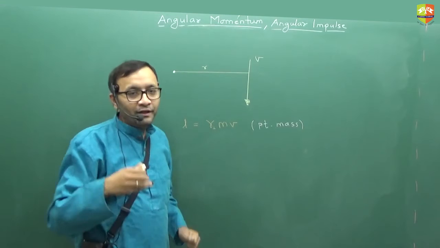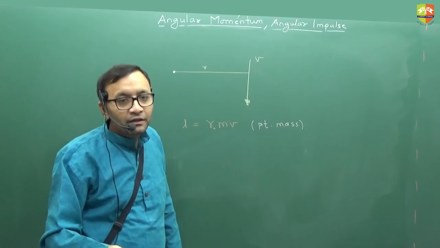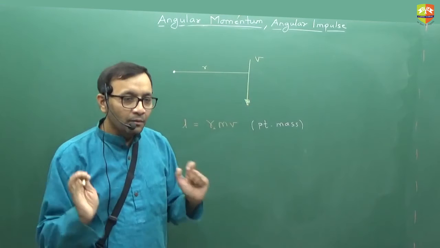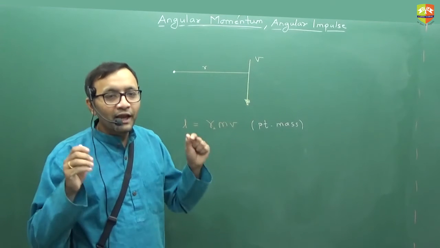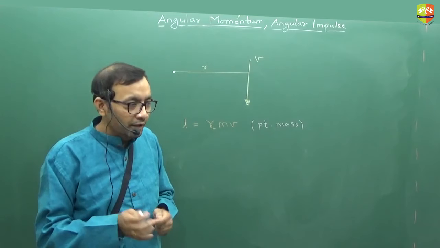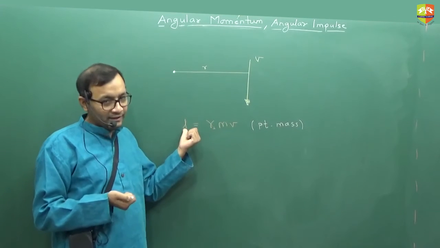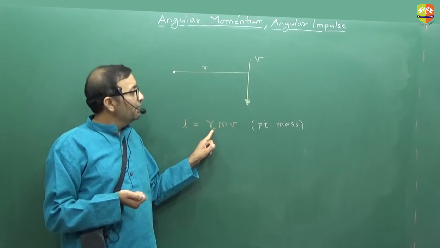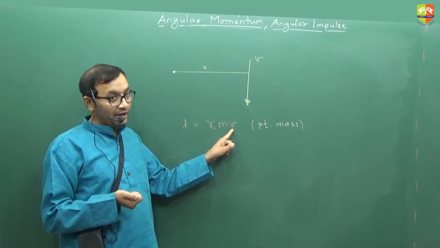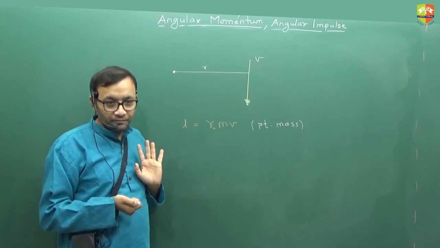Whenever somebody asks you to find a torque, what should you ask back? About which axis? So whenever I ask you to find the angular momentum, you should ask me back about which axis or point you are asking the angular momentum. Simple. Fine. So angular momentum about an axis which is perpendicular distance r from the line of velocity is r perpendicular into m into v.